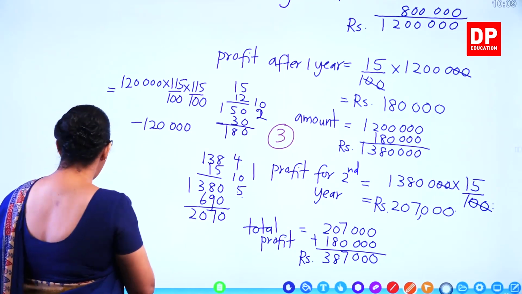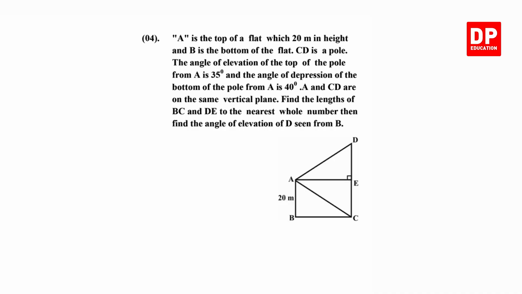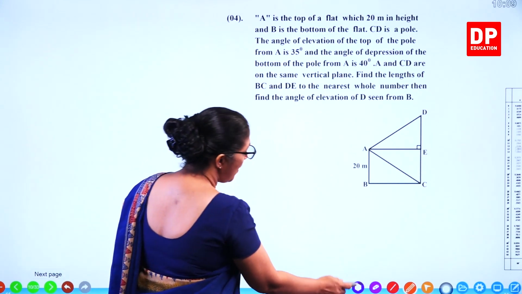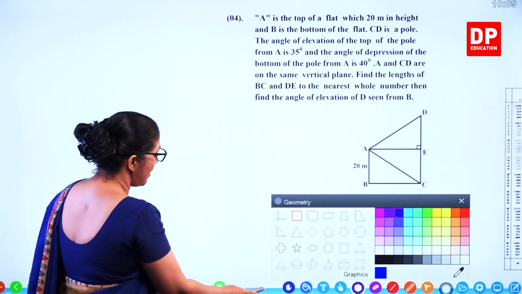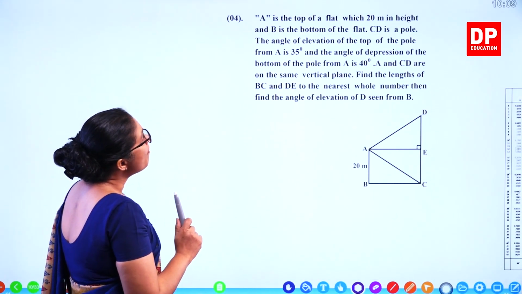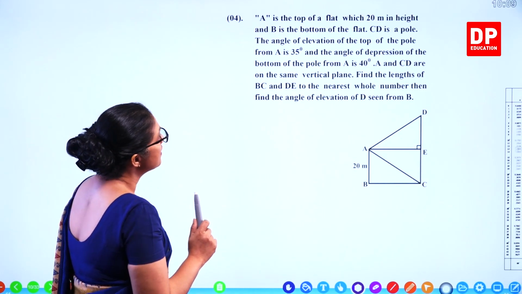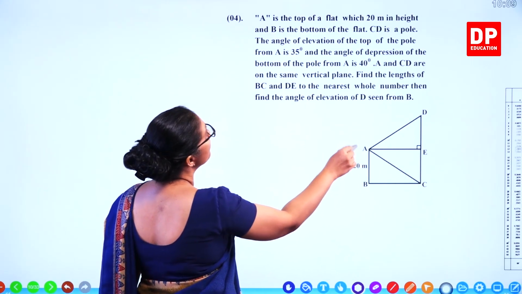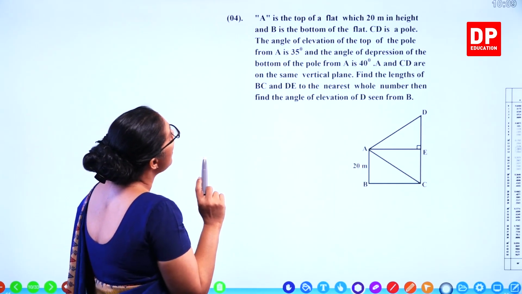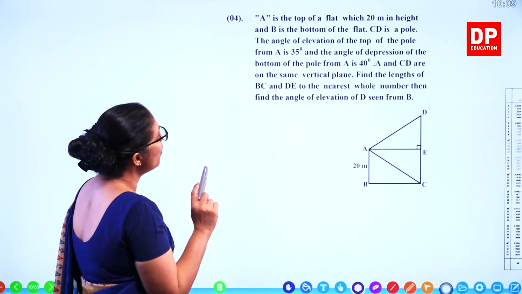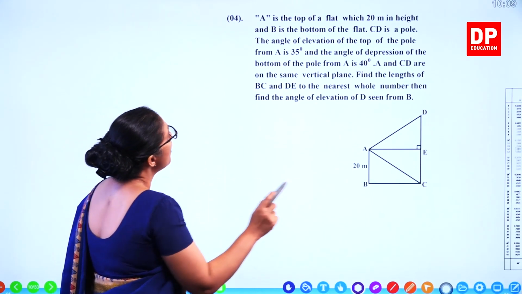Let's take the next question. Question number 4. This is about scale diagrams, angle of elevation. A is the top of a flat which is 20 meters in height. So this is the flat, and B is the bottom of the flat. CD is a pole, this one.